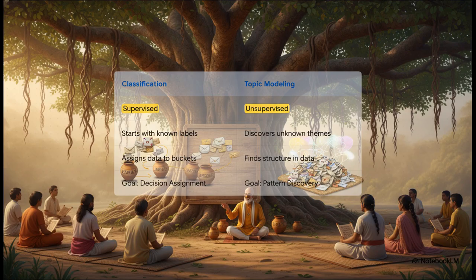But topic modeling, that's the complete opposite. It's unsupervised. You haven't been given any labels. Your job is to stare at this chaotic pile of mail and figure out what the categories should even be. You're discovering the structure from scratch, not just sorting things into buckets.